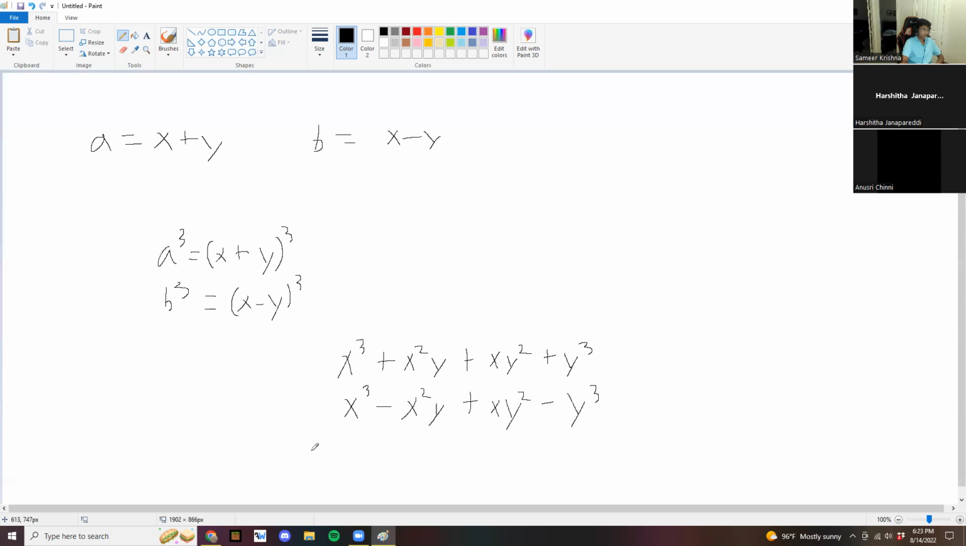Now, this is where part B ends. Part C says show that A cubed minus B cubed is equal to A minus B times A squared plus AB plus B squared.